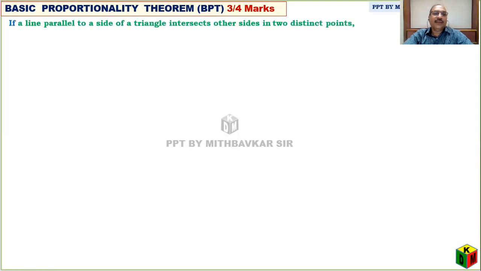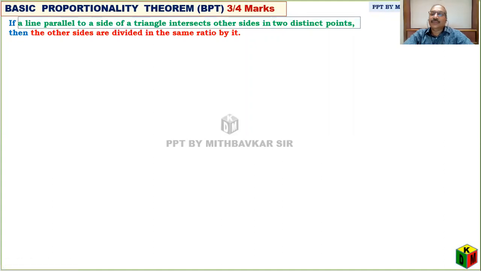If a line parallel to a side of a triangle intersects the other sides in two distinct points, then the other sides are divided in the same ratio by it. Now, the very first and very important step towards the proof is to draw a proper figure. The part of the statement following "if", we call this the antecedent, which is written in green color. I'm highlighting that part.